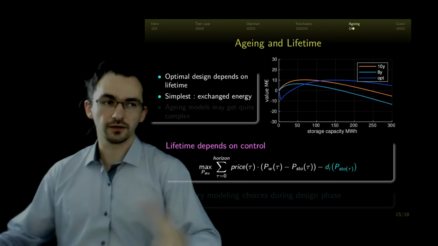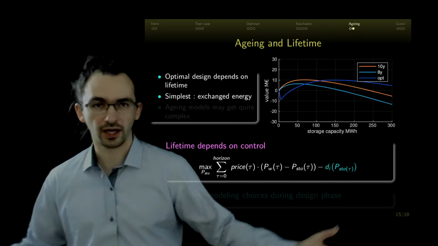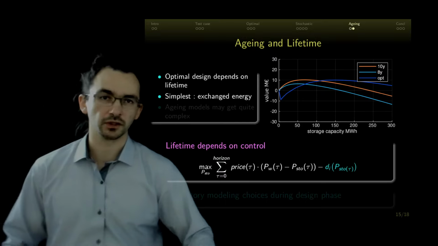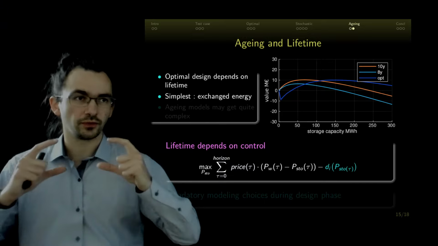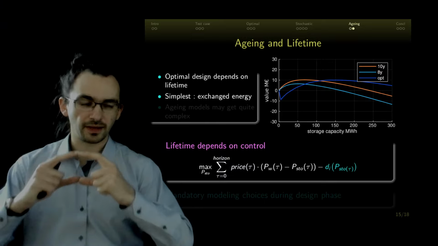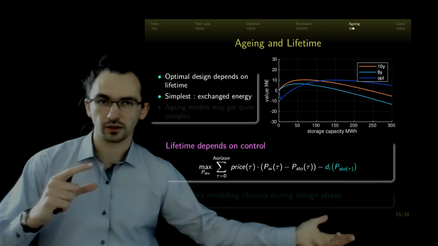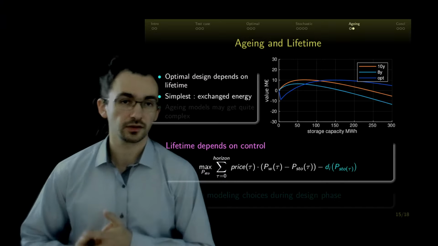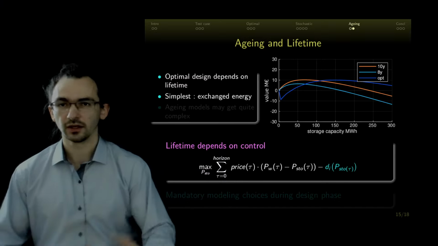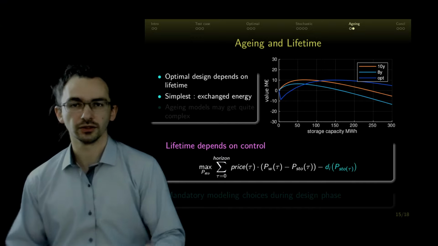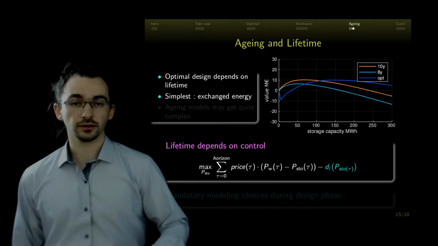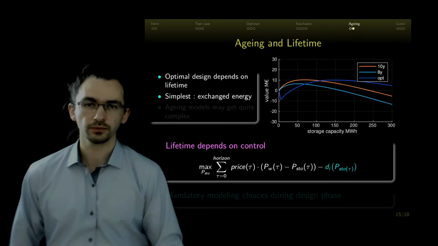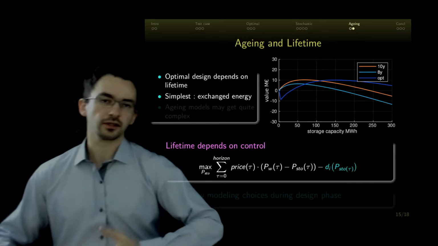So for instance, 10,000 cycles during its whole life. And once it has done its 10,000 cycles, the battery is considered dead. And so for a battery of a given capacity, the capacity times 10,000 cycles will give us how much energy it could exchange during its whole lifetime. So it is a damage model based on exchanged energy. And if I take into account this quite simple model into my co-optimization problem, then all my results are shifted.